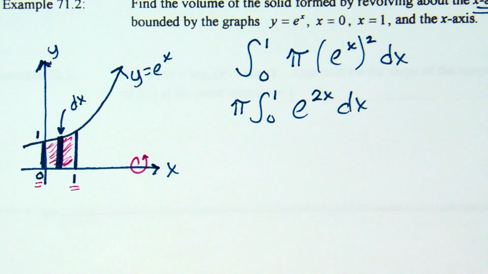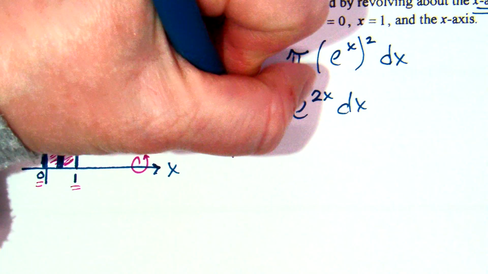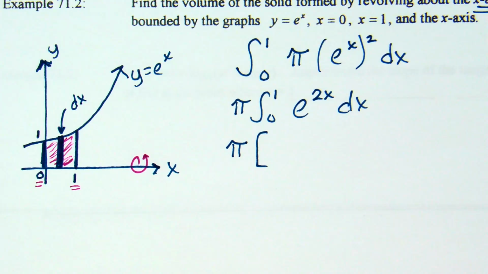Okay, pi. What is the integral of e to the 2x? The integral of e to some power, or derivative of e to some power, is always e to some power, but if we take the derivative, you're multiplying by 2. If you're doing the integral, you're compensating for that 2, so you're saying 1/2 e to the 2x, evaluated from 0 to 1.